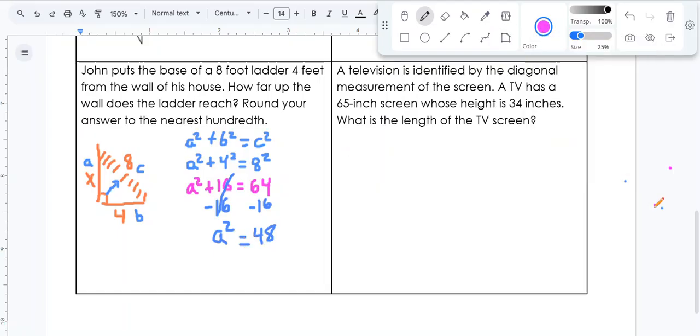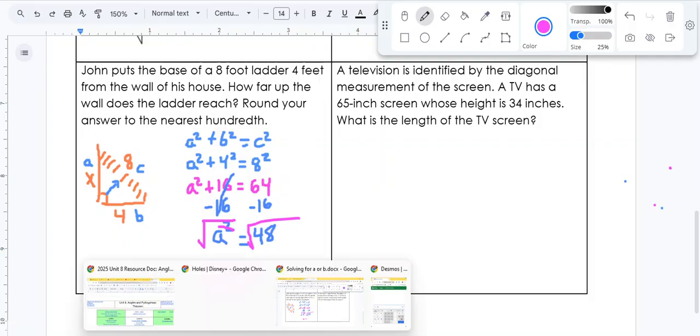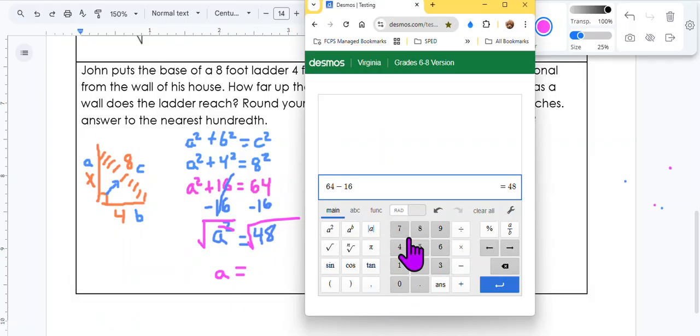But remember, I don't want to know what A squared is. I want to know what A is. So that means I have to take the square root of this to figure out what A is, right? Because the opposite of squaring a number is taking the square root. So that's what gets rid of this squared and leaves me with A. So now I got to take the square root of 48. So let's see what that is. Square root of 48 is 6.928.